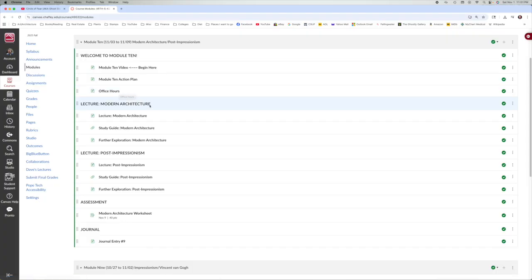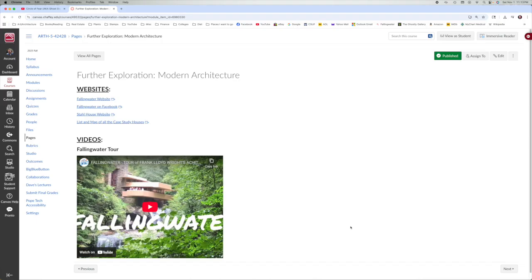Our first lecture is on modern architecture, which parallels modern art, but it's also centered more in the United States rather than in Europe. So it's really a cool lecture, our study guide, and then for the further exploration section, we're going to be taking a look at two major buildings. One is Falling Water, and this is the iconic Falling Water here by Frank Lloyd Wright. We'll talk a lot about that during the lecture.